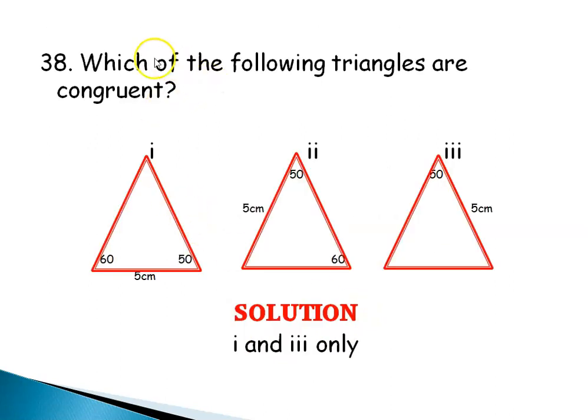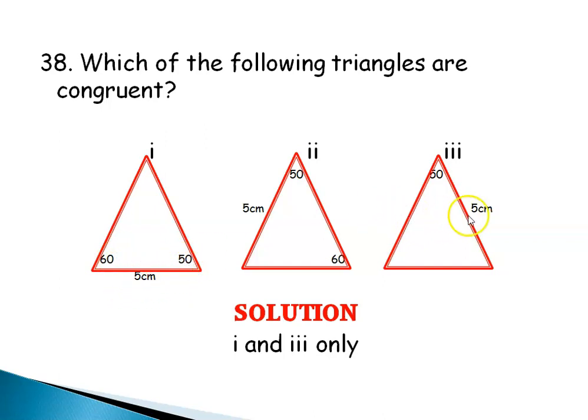Question 38. Which of the following triangles are congruent? What do you mean by congruent? Which angles look alike, are the same? Okay, so if you look at this, this is the triangle 1. Look at triangle 1. You have 60 here, you have 60 here, and the base 60, 50, and the base is 5.